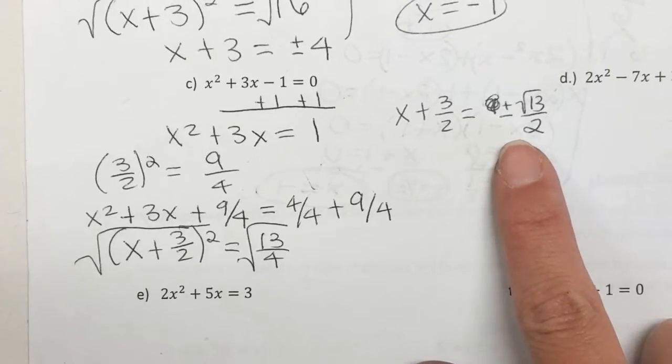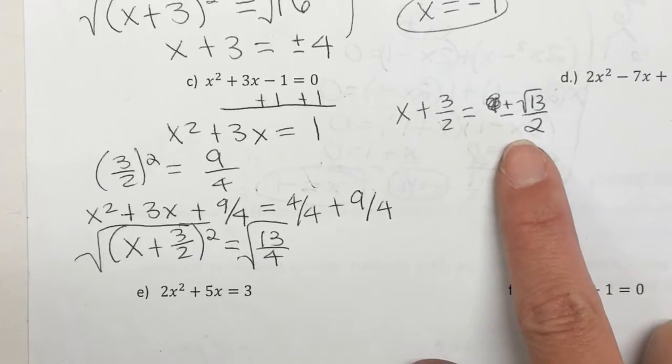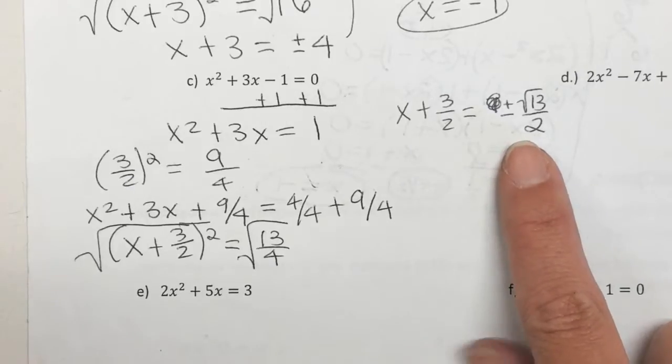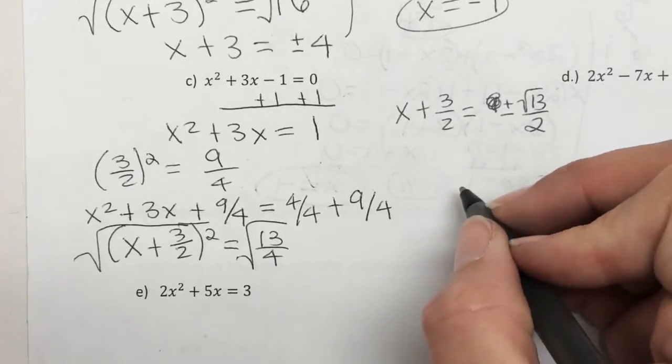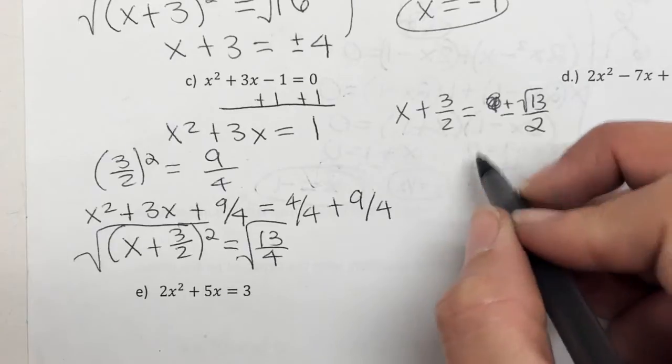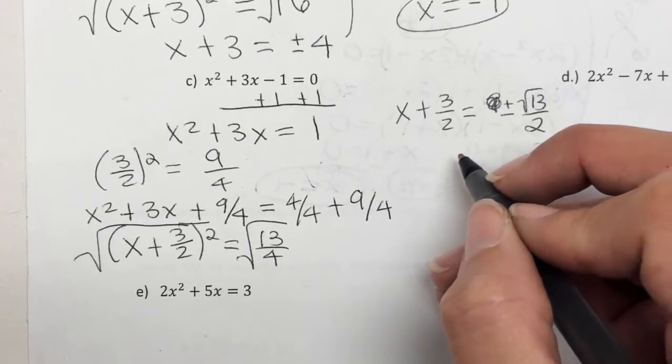Now, are there any perfect squares that can go into 13? No. Nope. Perfect squares are what? Name some. 4, 9, 25. Yes, good job.